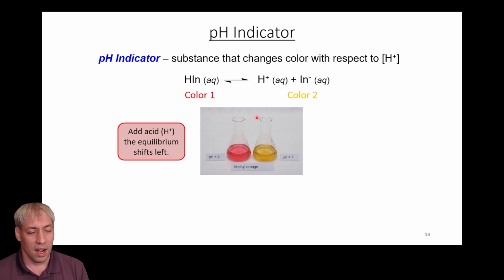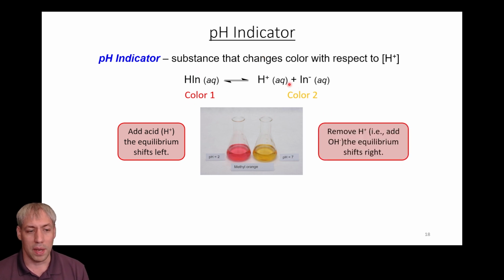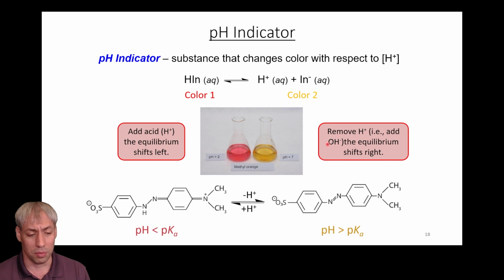And so going back to Le Chatelier's principle, if you add acid, it's going to shift this way. It'll be this color. If you add base, or effectively remove H plus by adding OH minus, it's going to shift this direction and become this color. And so we're going to rely on this shift in equilibrium related to this indicator species to effectively tell us roughly what the pH of the solution is, or what the pH of the equivalence point is.